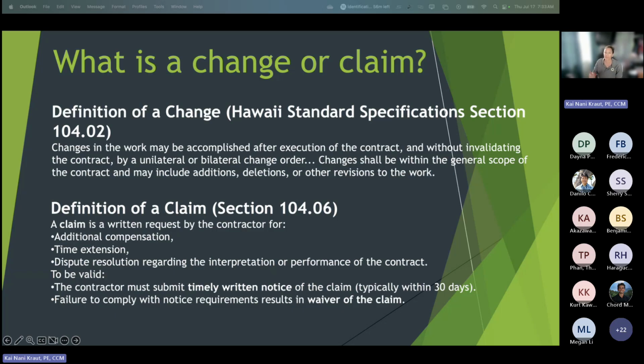Okay, so what is a change or claim in our contract? We're going to go through a lot that's in the spec. Changes of work may be accomplished after execution of the contract without invalidating the contract by unilateral or bilateral changes. Changes shall be within the general scope and include additions, deletions, and other revisions. A claim is a written request for the contractor to add for additional compensation, time, or dispute resolution regarding interpretation of the performance of the contract. To be valid, the contractor must submit timely written notification, typically within 30 days. Failure to comply with notification results in the waiver of a claim.